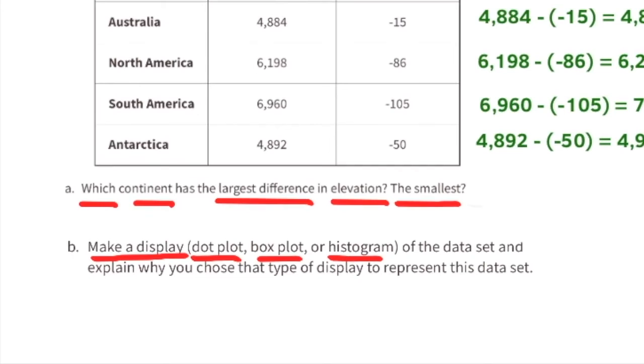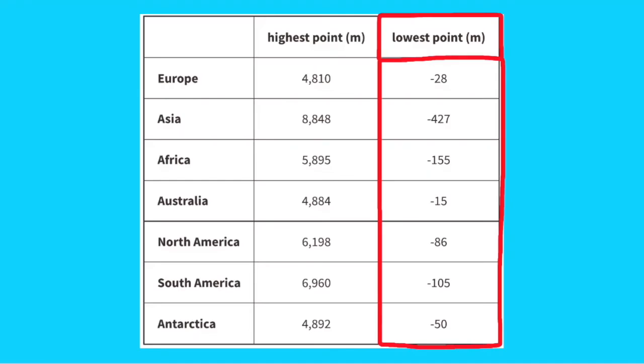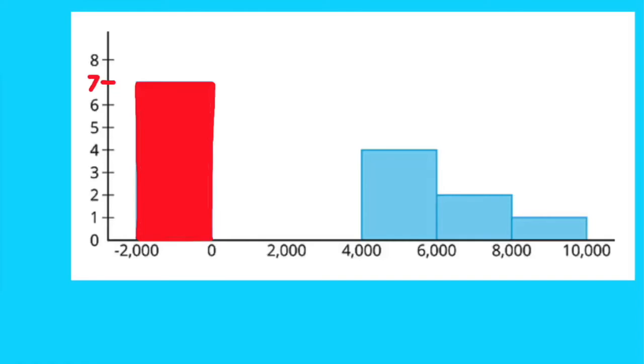B. Make a display, dot plot, box plot, or histogram of the data set and explain why you chose that type of display to represent this data set. Take a close look at the right-hand column of the table. All 7 continents have a negative as their lowest point. We can easily represent that on a histogram or graph like this.